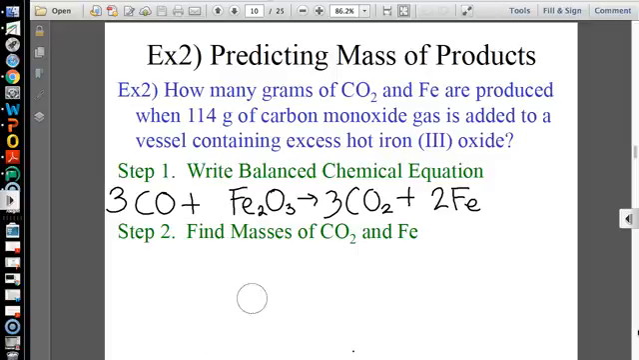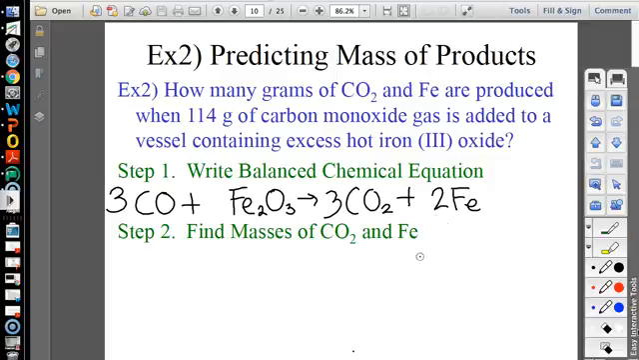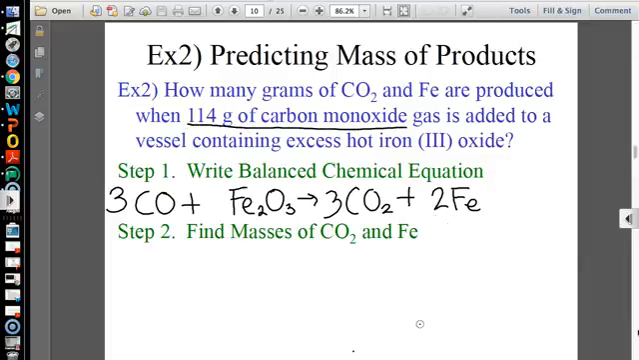I can already tell that I'm going to start with 114 grams of carbon monoxide. And I'm going to be solving for grams of carbon dioxide and grams of iron. And here's the thing, go with me now. If I'm starting with 114 grams of carbon monoxide, how many hands do you have? You just have 2 hands. And so you're not going to be able to do this in one step. You're going to have to start with carbon monoxide and solve for carbon dioxide. Do it, get an answer, done. Then you're going to have to start over.